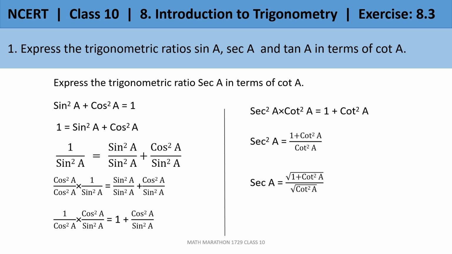Secant A is equal to square root of 1 plus cot square A by square root of cot square A. So, secant A is equal to square root of 1 plus cot square A by cot A.